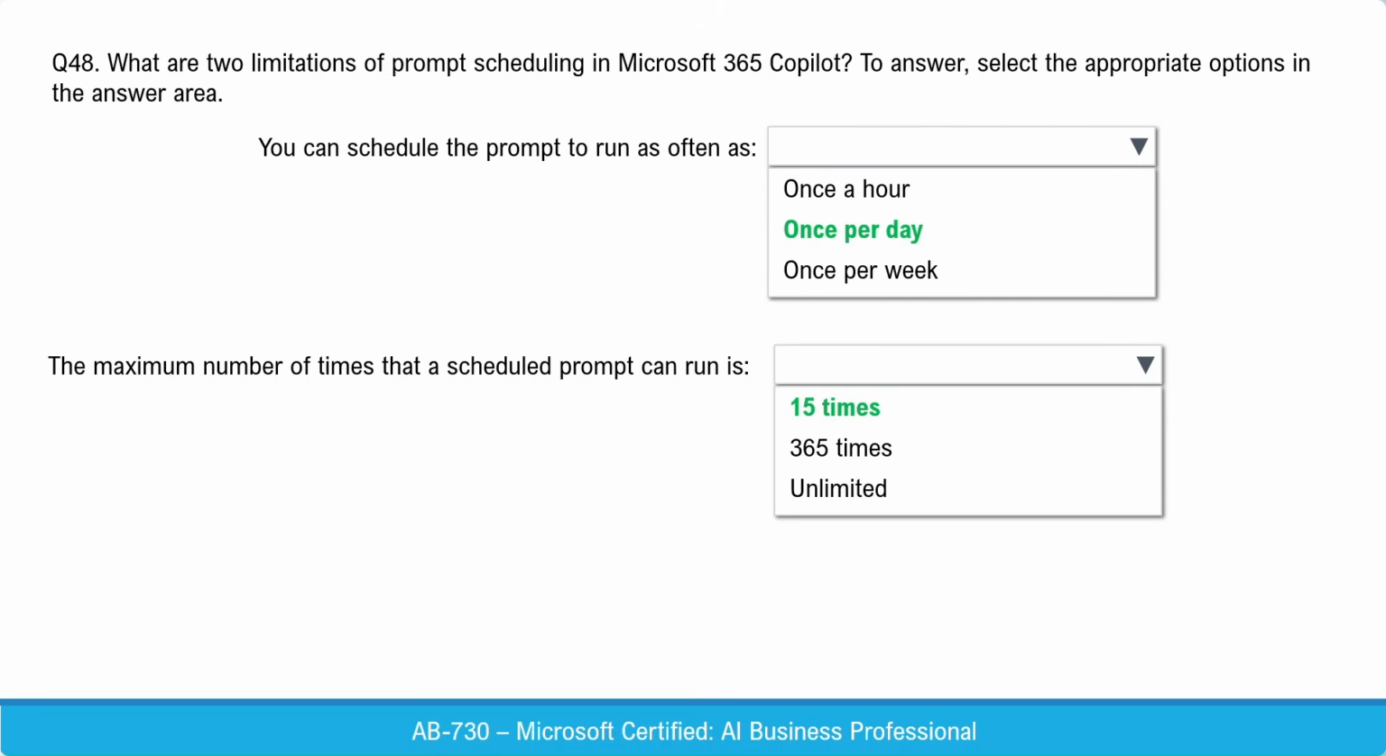To the second part, the limitation on scheduling is that a prompt can run only up to a maximum of 15 times. This, as we understood in the last question, restricts how many total executions can occur for a scheduled prompt, helping manage system usage and prevent excessive automation. If you talk about the incorrect options, 365 times is incorrect because the system enforces a much lower execution cap, and unlimited is obviously incorrect because scheduled prompts have a defined execution limit and cannot run indefinitely.